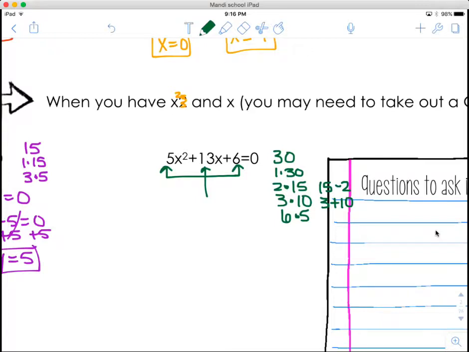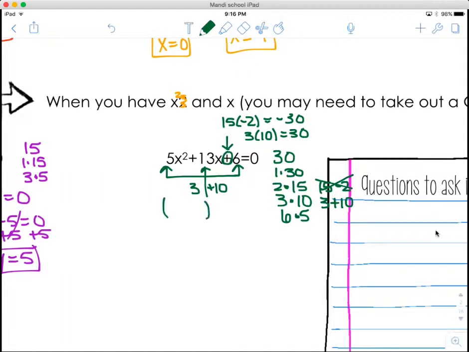So then we have to look at this sign right here. This sign is positive. So if I take 15 times a negative 2, I get negative 30, because 5 times 6 is 30. If I take 3 times 10, I get a positive 30. And positive is the sign that we want. So that means I don't use this one. I will use 3 plus 10.